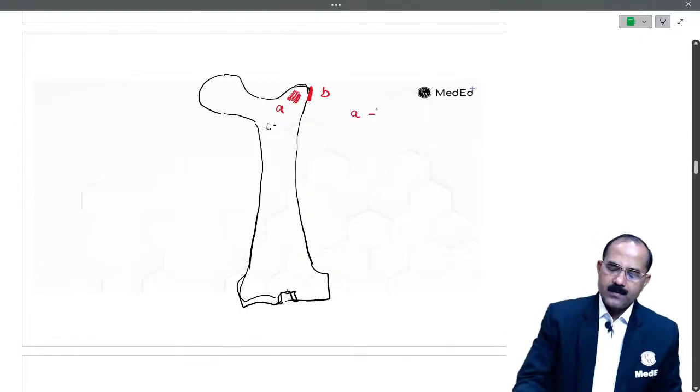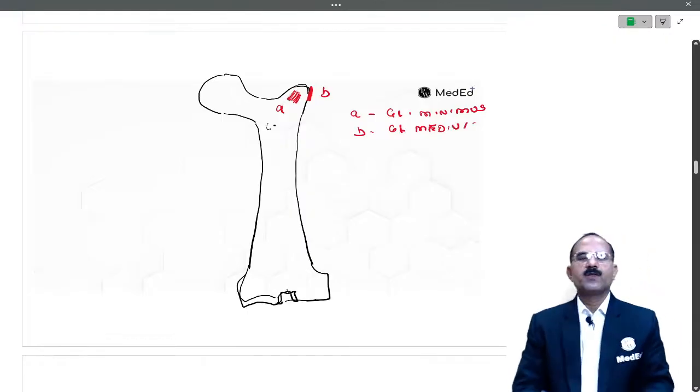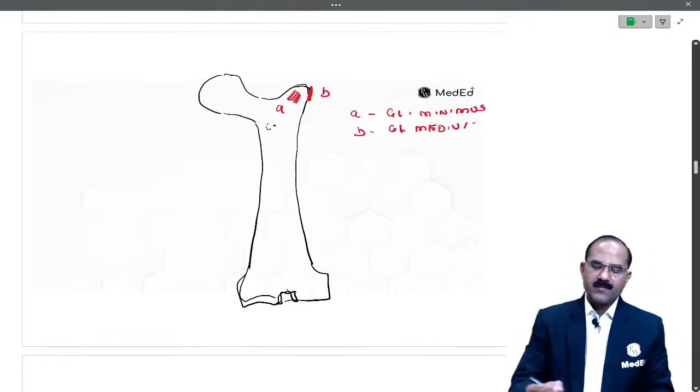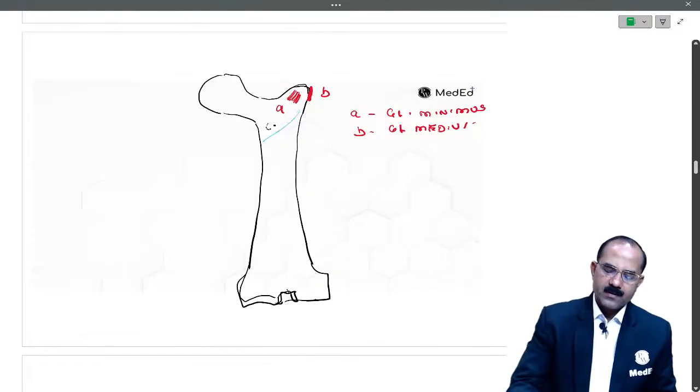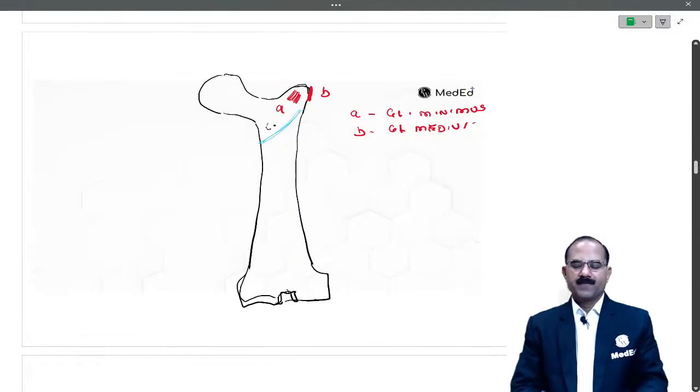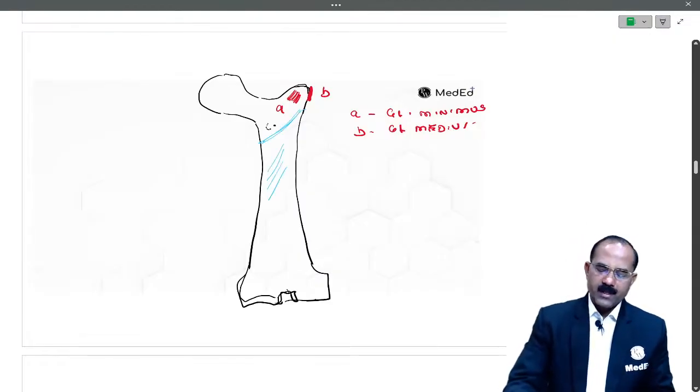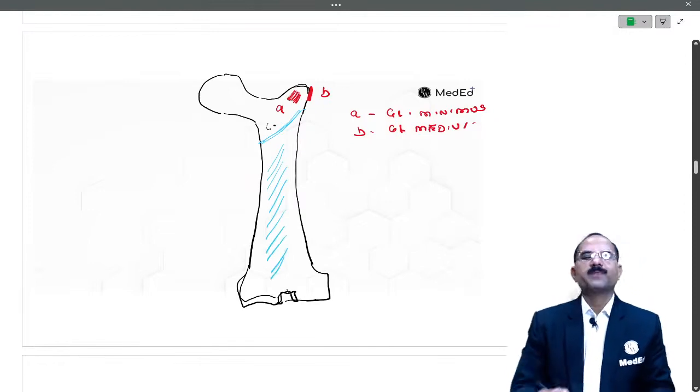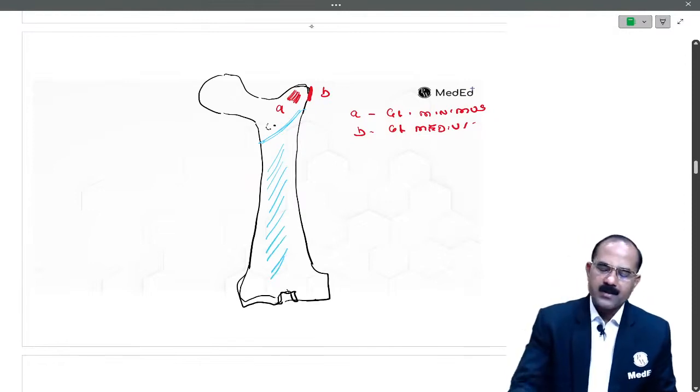A is gluteus minimus. B is gluteus medius. Gluteus minimus, gluteus medius, right? Then you've got this spiral line here. What is this muscle which arises from the anterior aspect of femur? That's the vastus intermedius.